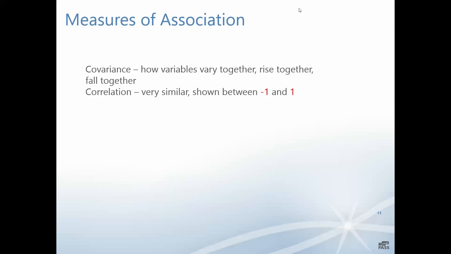We also have measures of association. Covariance is how variables vary together, rise together and fall together. An example of covariance might simply be height and weight. How does someone's height vary with their weight, for example? And we look at correlations as well, how data points are similar to one another. And this is identified between being a -1 or simply 1 on its own.